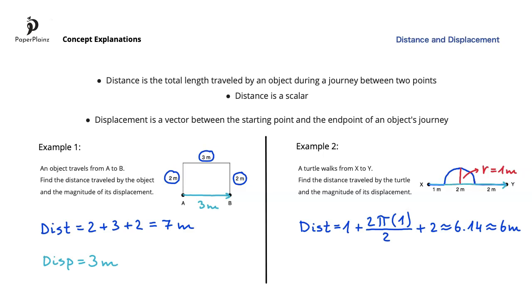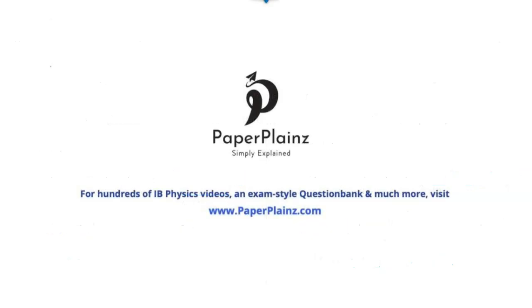This is the displacement vector between X and Y, and its magnitude is 1 plus 2 plus 2 meters, which gives us 5 meters for the displacement. These are the basics that you need to know about distance and displacement.